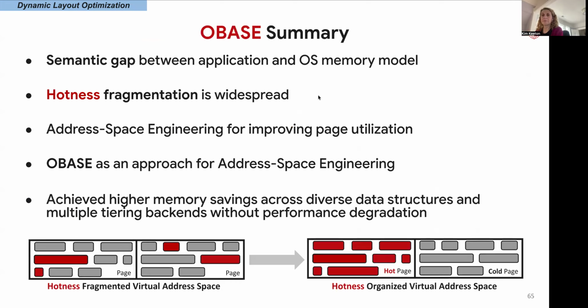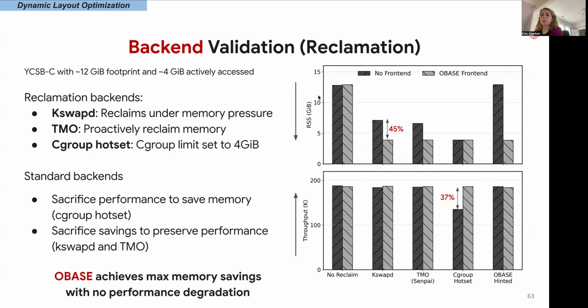Okay, a quick summary of OBASE. So there's a quick question before you move on. Yep. I'm curious about what would happen if you added hints to a reactive backend, like TMO, or K-swap-D, and how that would change the results here.